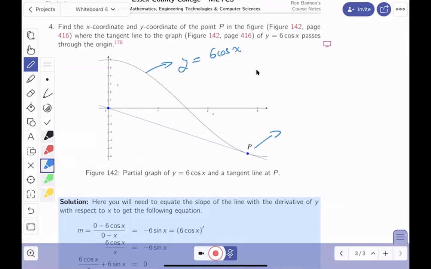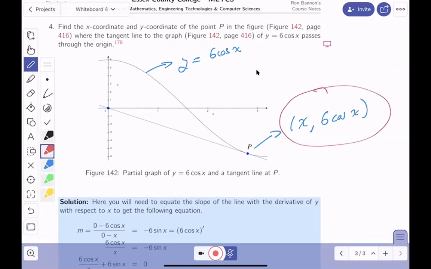And what's the point going to be there? Well, let's write this down. It's going to be x, comma, y. Well, what's y? 6 cosine of x. All right, I got that down. Now, what did they say? Again, if you have to read it more than once, read it more than once. Read it 20 times if you have to. I got to find this point, the x coordinate and y coordinate, point P.